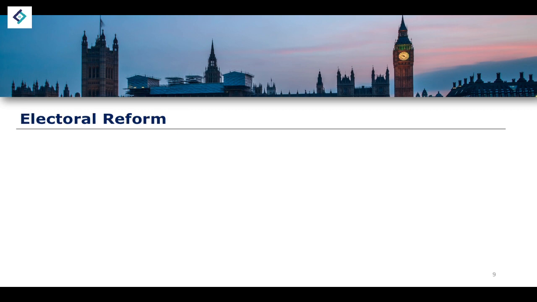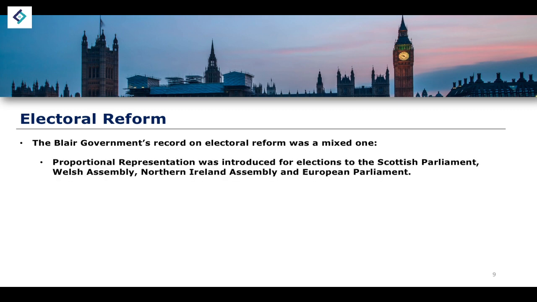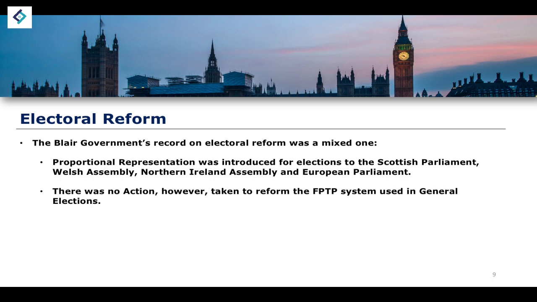In terms of electoral reform, the Blair government's record on electoral reform was relatively mixed. So there was proportional representation introduced for elections to the Scottish Parliament, the Welsh Assembly, the Northern Ireland Assembly, as well as the European Parliament. And so we will get to this when we start looking at elections in a few months' time. But essentially, with the introduction of these new devolved institutions comes new methods for elections being operated, with proportional representation being introduced.